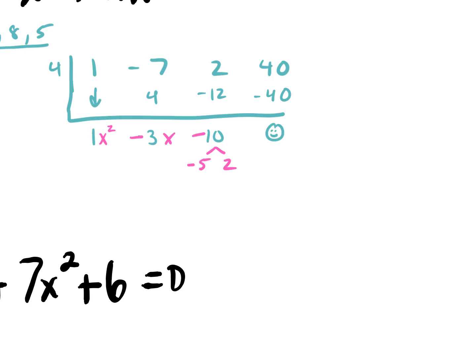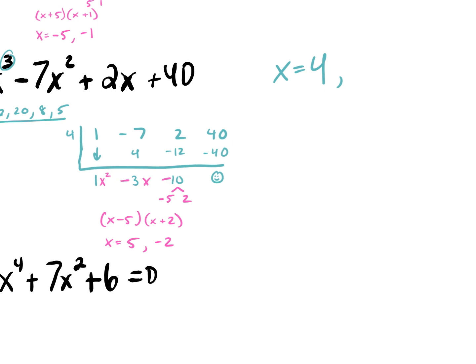5 and +2, right? So x minus 5 and x plus 2. So what would x equal? 5. And -2. Perfect. So those would be our other 2 solutions, 5 and -2. So these are all of our zeros.